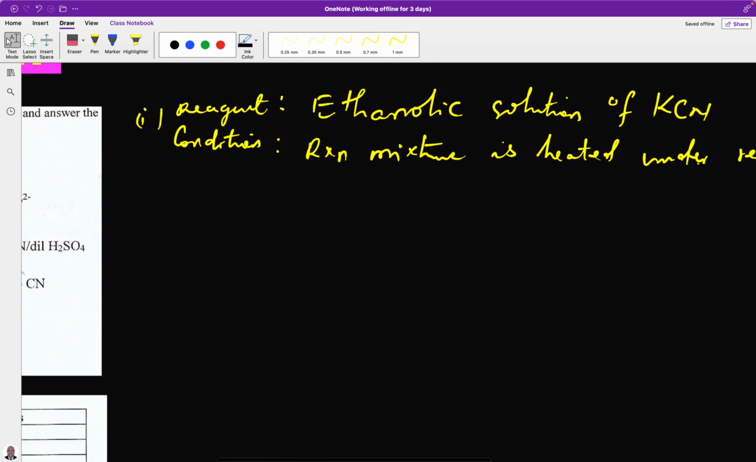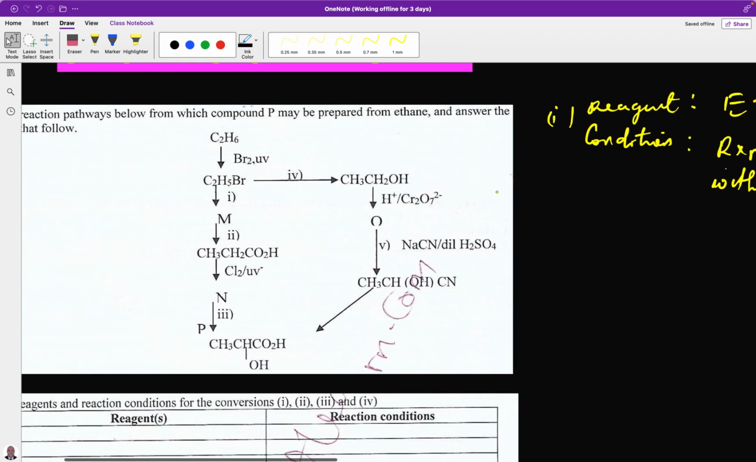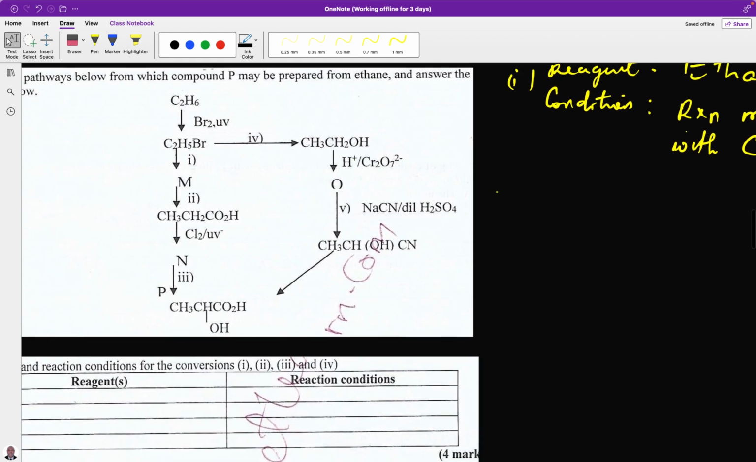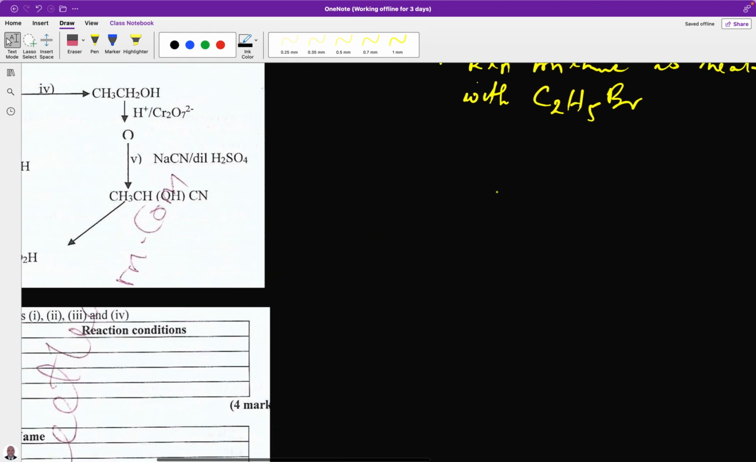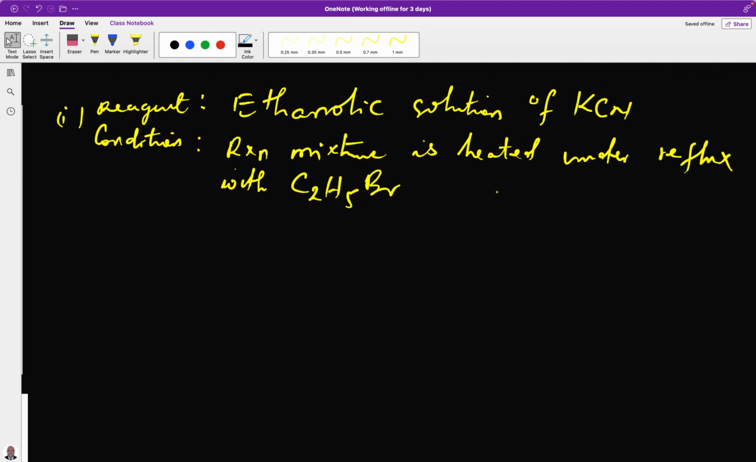Heated under reflux with what? With bromoethane, C2H5Br. That is the condition. And now, what is the reaction? I have said the reagent is ethanolic potassium cyanide, because this is the one that is going to change the whole thing. Ethanolic solution of potassium cyanide, or you can say potassium cyanide in ethanol.